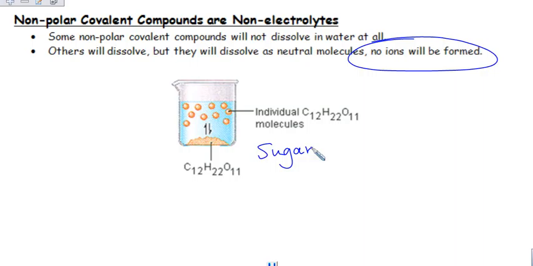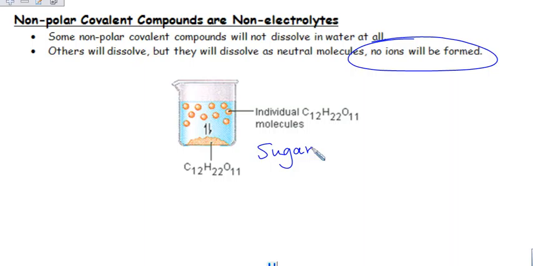And yes, they separate from the original solid structure where there's a whole bunch of sugar molecules clumped together, tightly packed in the solid phase. And so they separate and they exist as individual molecules. But if they form no ions, we call them non-electrolytes. There will be no electrical conductivity in the solution.